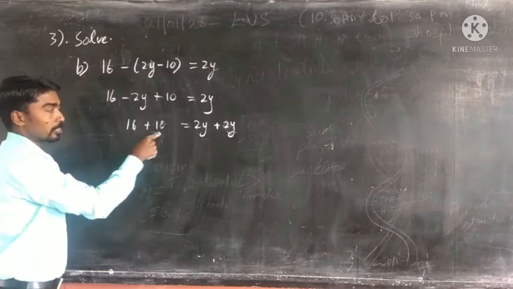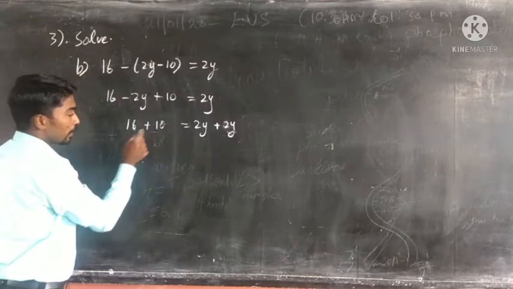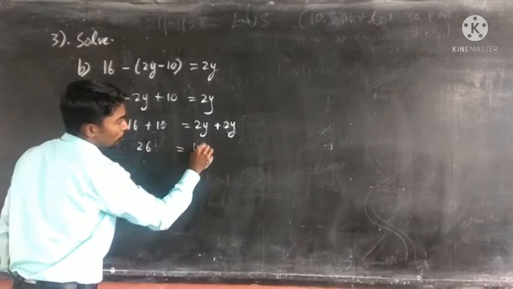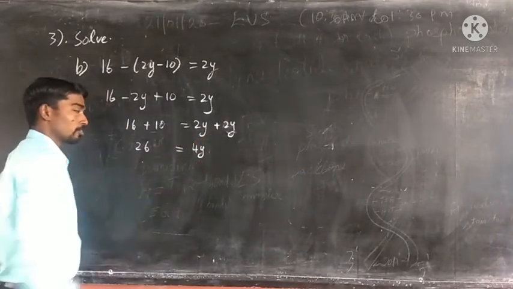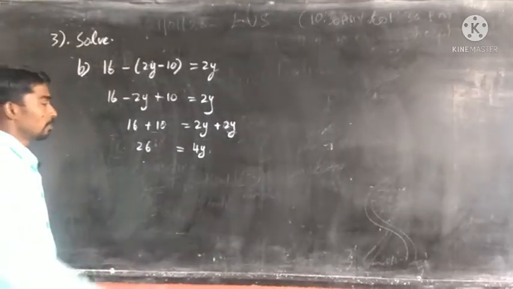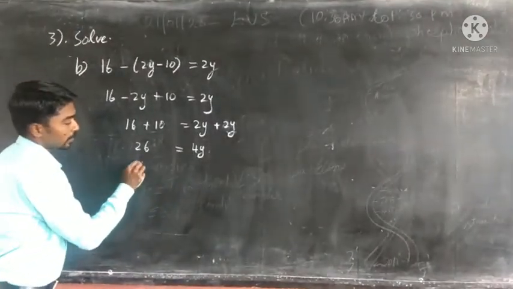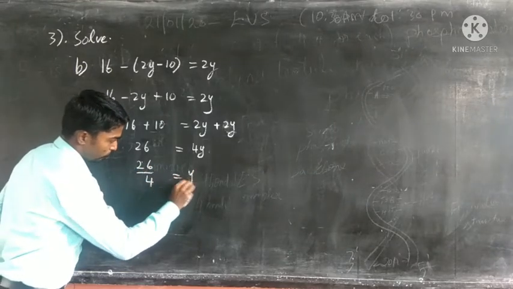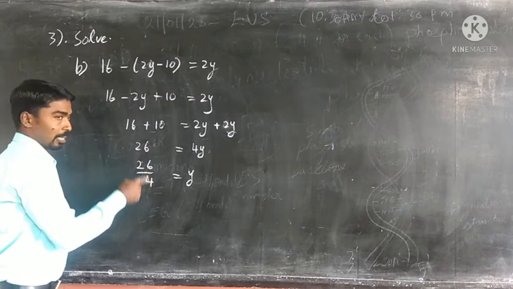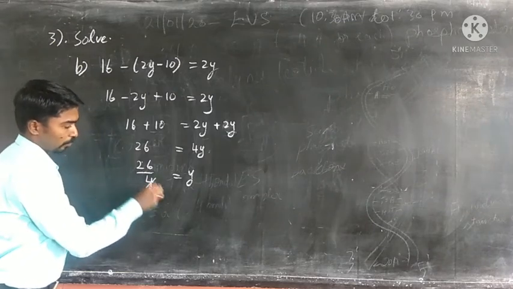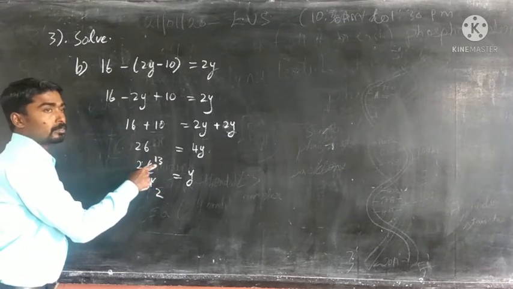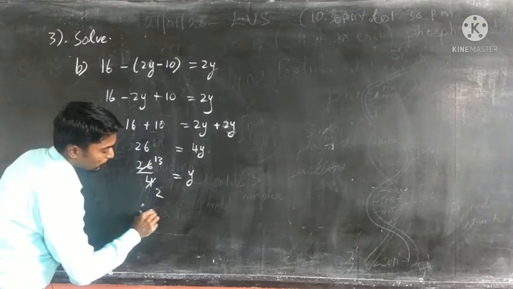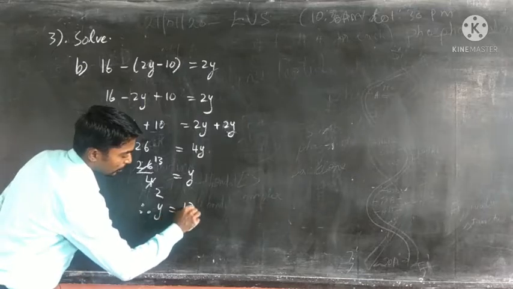Add this value, 16 plus 10, it will be 26. 26 is equal to 4y. 2y plus 2y is equal to 4y. Now the 4 we can take to the other side, it will be 26 by 4 is equal to y. Now common values we can cancel. 2 2s are 4, 13 2s are 26. Therefore, y is equal to 13 by 2.